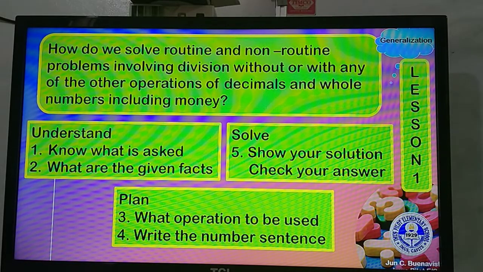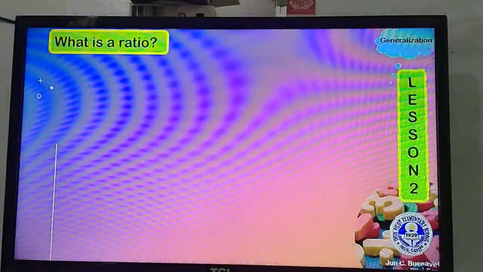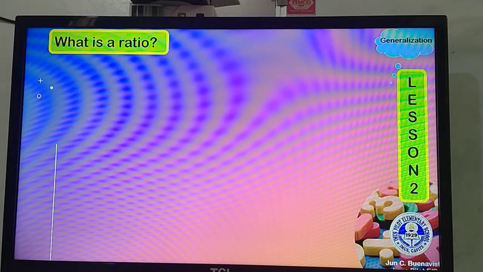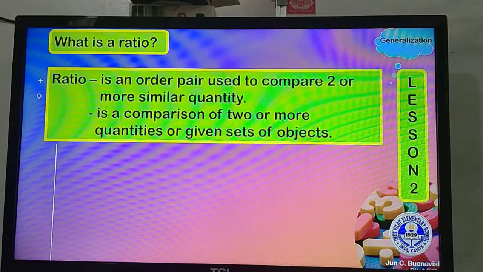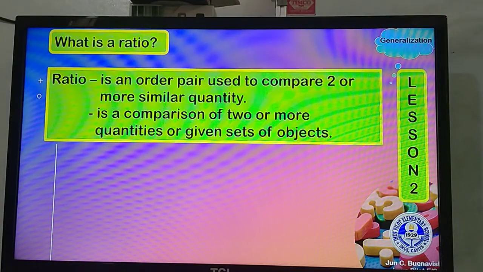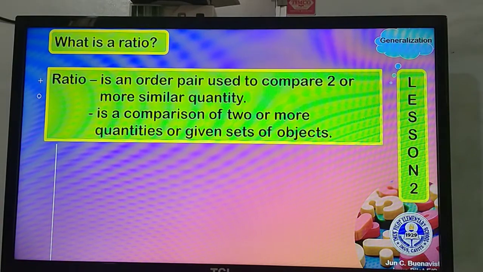How about in our lesson number 2? What is a ratio? Ratio is an ordered pair used to compare two or more similar quantities. It compares two things, maybe three things, or four things. A ratio is a comparison of two or more quantities or given sets of objects.